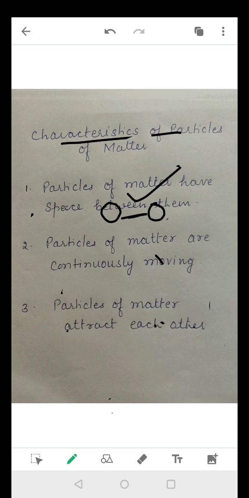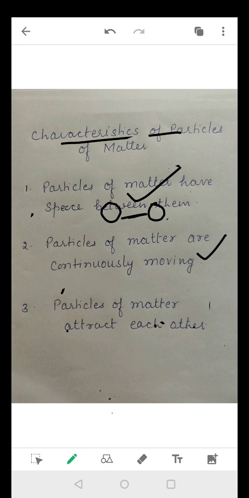Second is that particles of matter are continuously moving. Suppose your mother is cooking something in the kitchen and you're sitting and studying in your room. Do you smell that your mother is cooking halwa? The smell of halwa comes to you, isn't it? Yes. So the particles are continuously moving from the kitchen to your room. So the second characteristic is that the particles are continuously moving from one place to another, right?